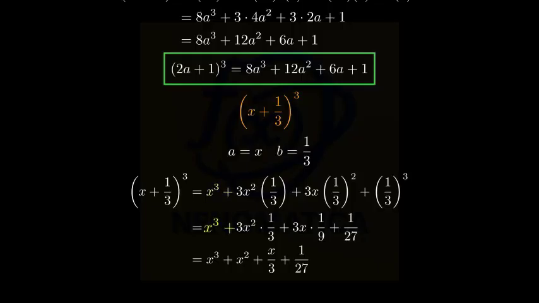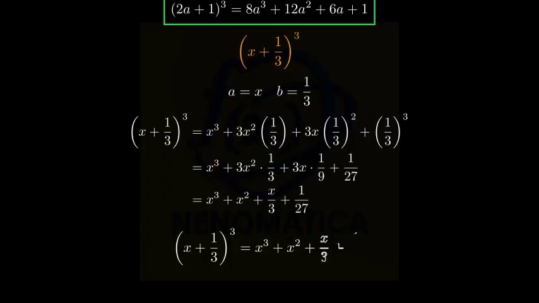First, a cubed is x cubed. Next, 3a squared b is 3 times x squared times 1 over 3, which simplifies to x squared. Then, 3ab squared is 3 times x times 1 over 3 squared, which equals 3 times x times 1 over 9, giving us x over 3. Finally, b cubed is 1 over 3 cubed, which equals 1 over 27.